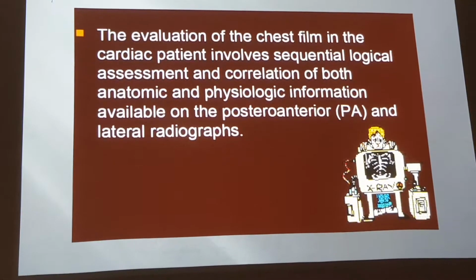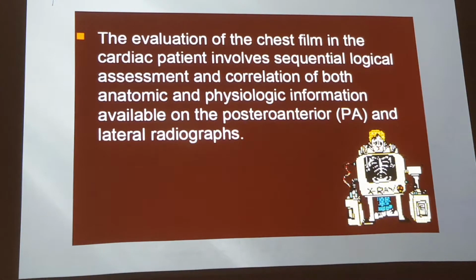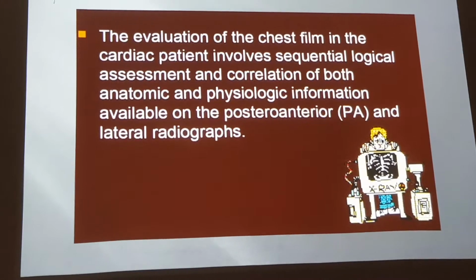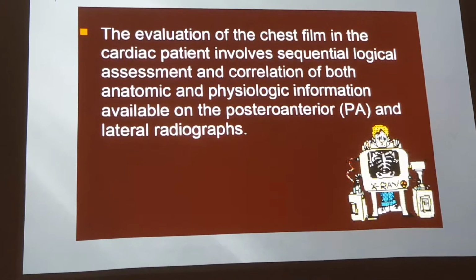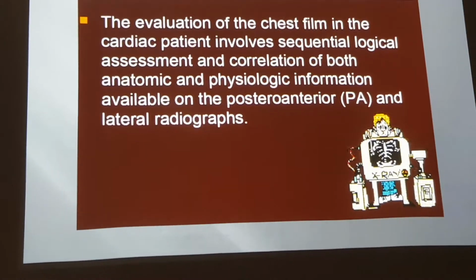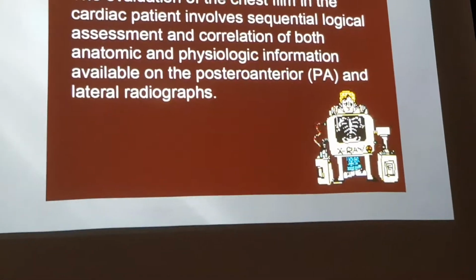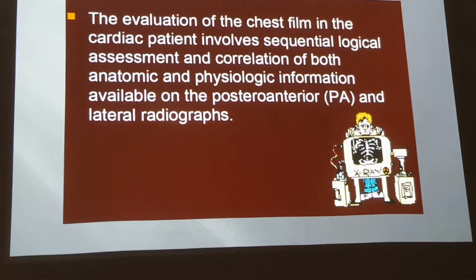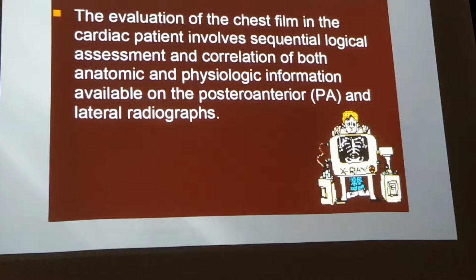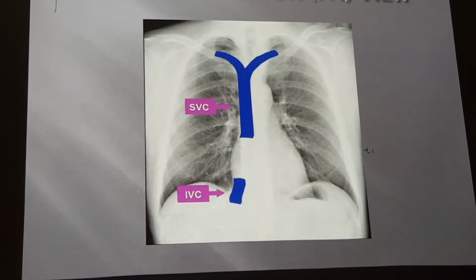So the evaluation of the chest film in the cardiac patient involves sequential logical assessment and correlation of both anatomic and physiologic information available on the posteroanterior (PA) and lateral chest radiographs. So we go first to the plain film anatomy.